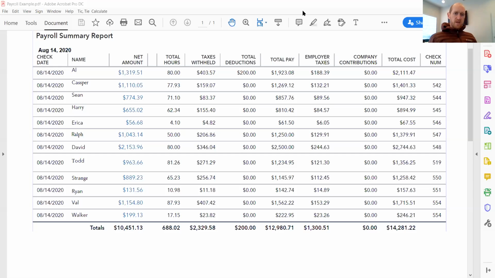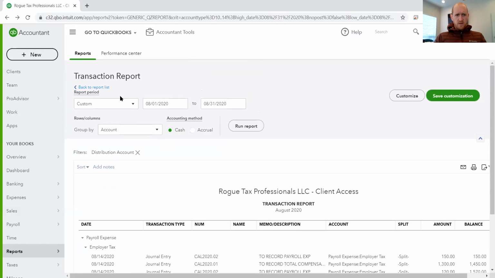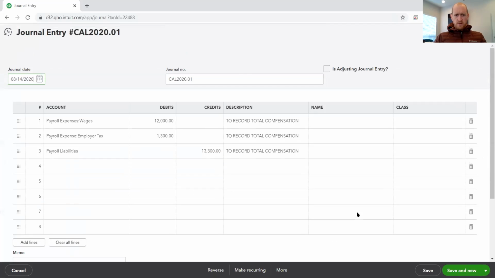Now I can't refer to this report. Actually, you know what? I can refer to this report. I'm going to put it up on my big screen here. Okay, and then what I'm going to do is go over to my QuickBooks. I was experimenting with this earlier. What I'm going to do is create a journal entry.